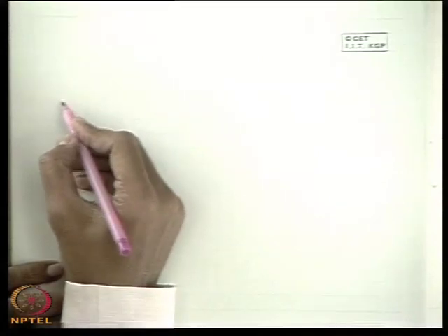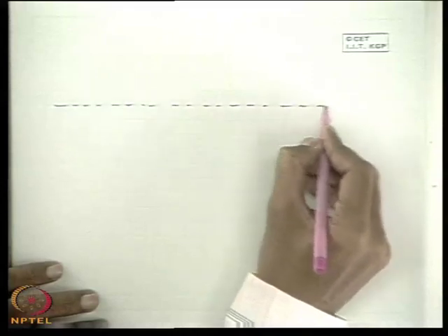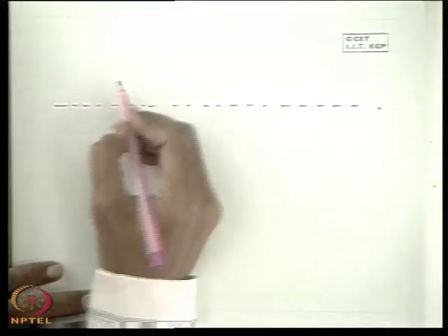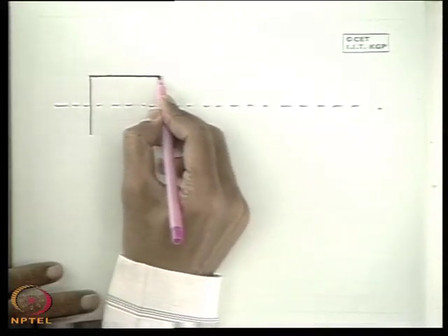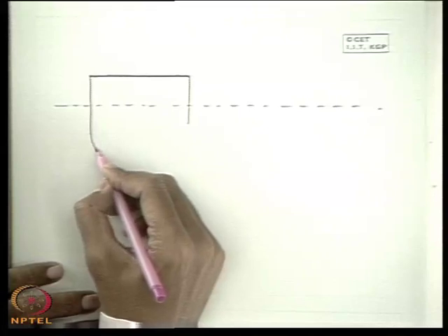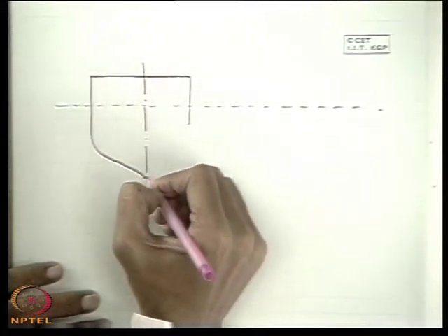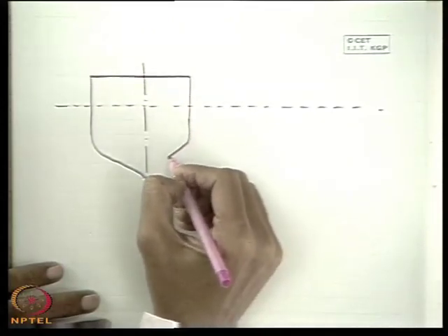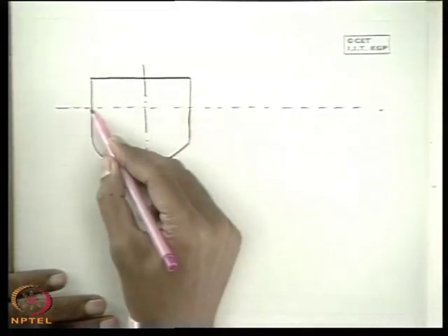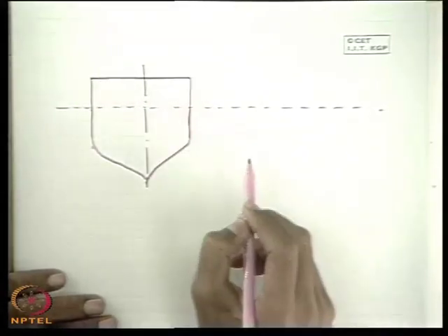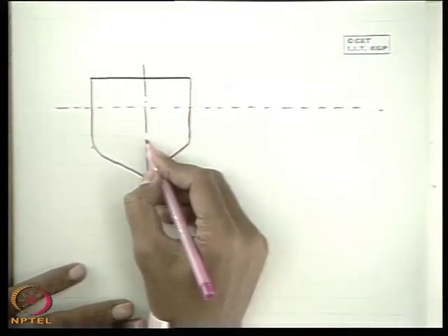Okay, good. Now, let us consider this is the free surface, and let us consider a floating body, a typical cross section of a ship. Let us consider a floating body like this. This is the axis of symmetry, a symmetrical body like this. This is the part which is immersed in the fluid and this is outside the fluid. Let us consider this is the initial position, and here we will see one interesting thing.